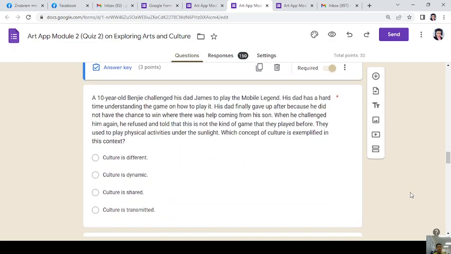Now, moving on. A 10-year-old Benji challenged his dad to play the Mobile Legend. His dad has a hard time understanding the game on how to play it. His dad finally gave up because he did not have the chance to win, where there was help coming from his son. When he challenged him again, he refused and told that this is not the kind of game that they played before. They used to play physical activities under the sunlight. Which concept of culture is exemplified in this context?